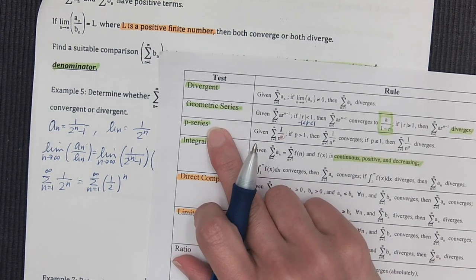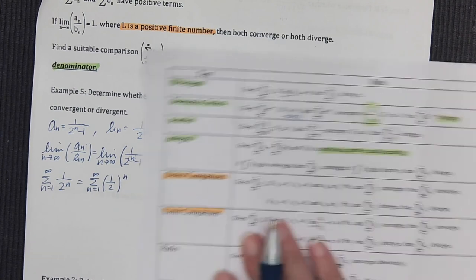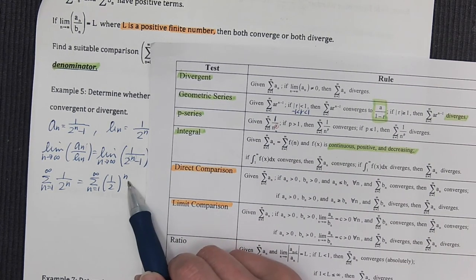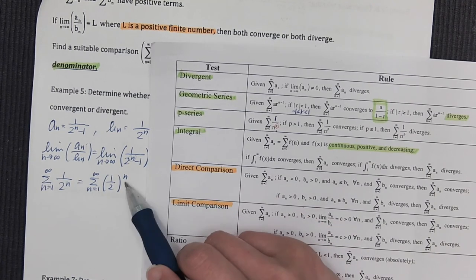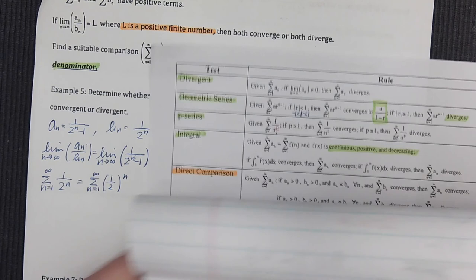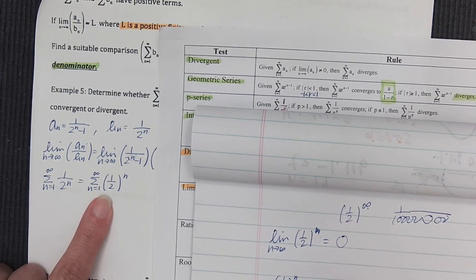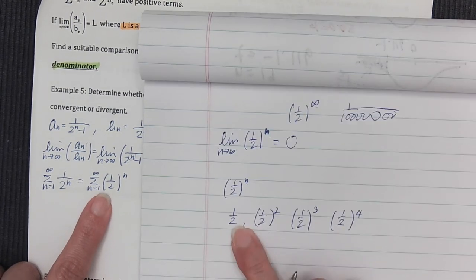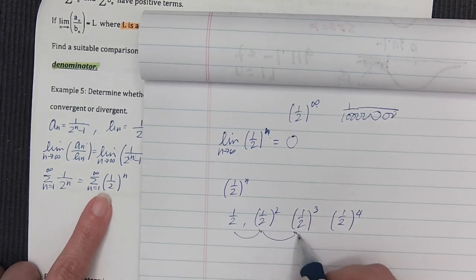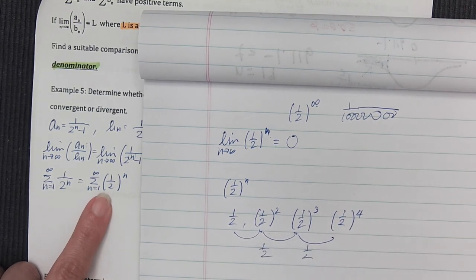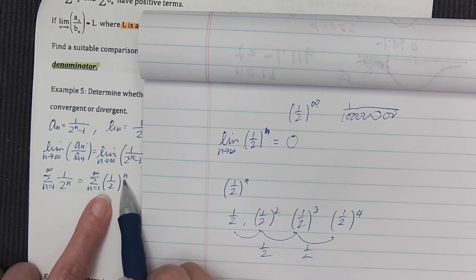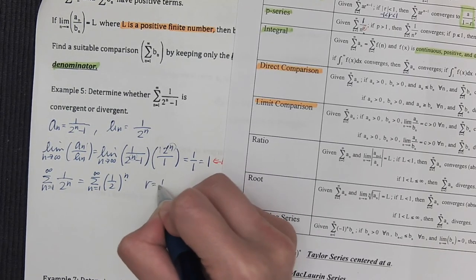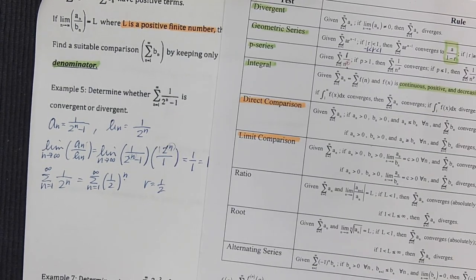What's another test we have? Did you see the power? P-series? No, a p-series means you have exactly a power p, and I don't see the power p. Can't you use the geometric series? This is a geometric series. Every single time, you're multiplying by 1 over 2. This is 1 over 2^n, meaning 1 over 2, next 1 over 2 squared, 1 over 2 cubed, 1 over 2 to the fourth. If you see the power n, it's pretty much geometric. So my r is 1 over 2, which is between negative 1 and 1.